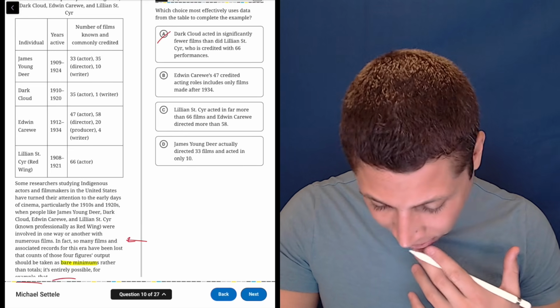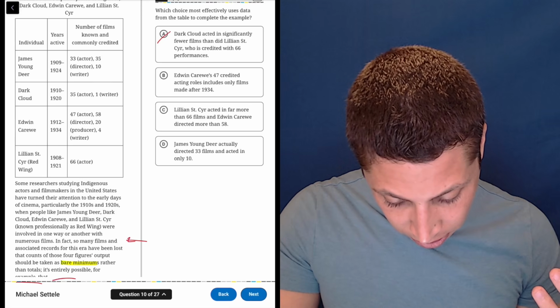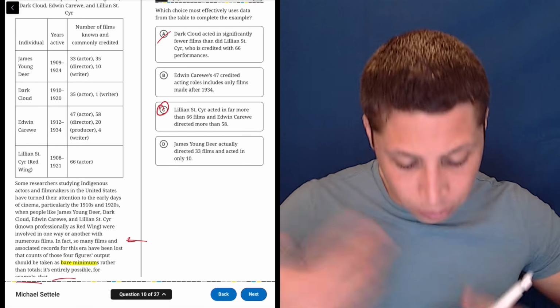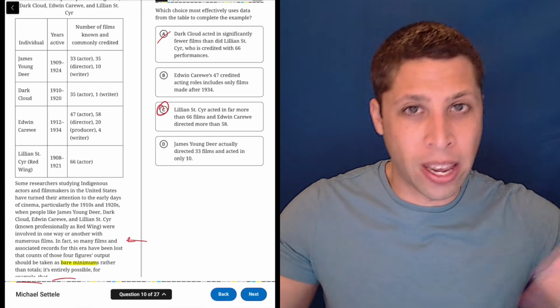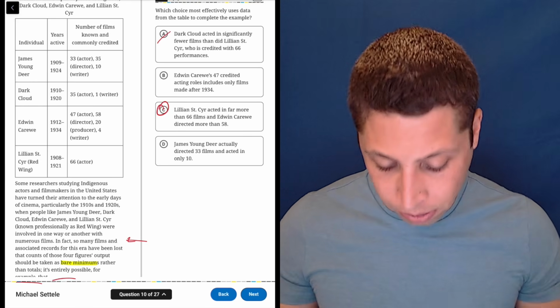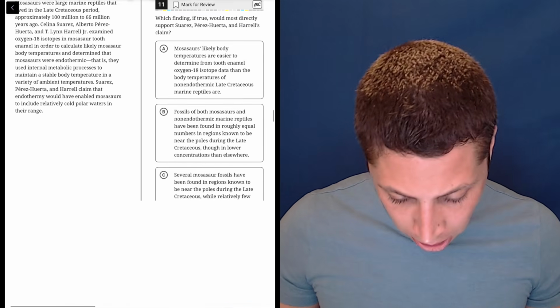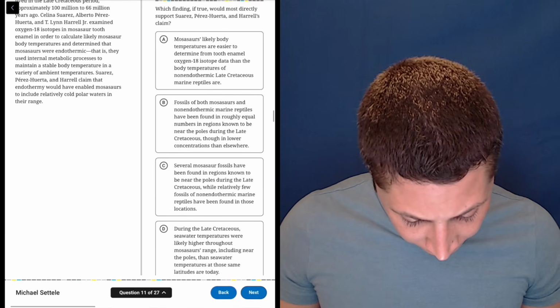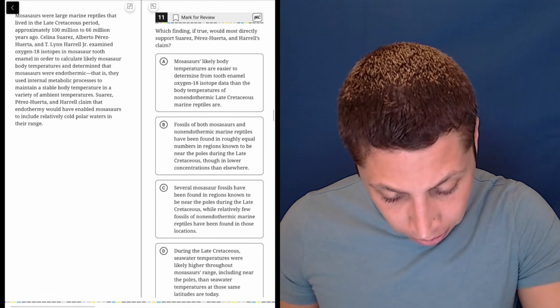No. That's just switching the numbers. It's C. C is the only one that has to do with it being possible that the numbers we have in the chart are more than what they say. So C is the only one that makes sense with the passage.